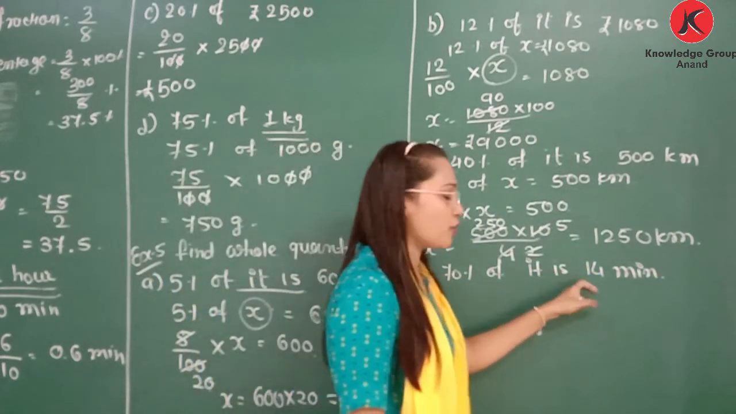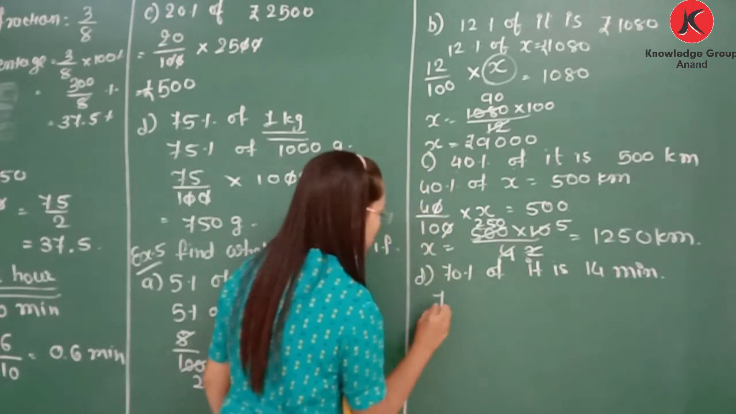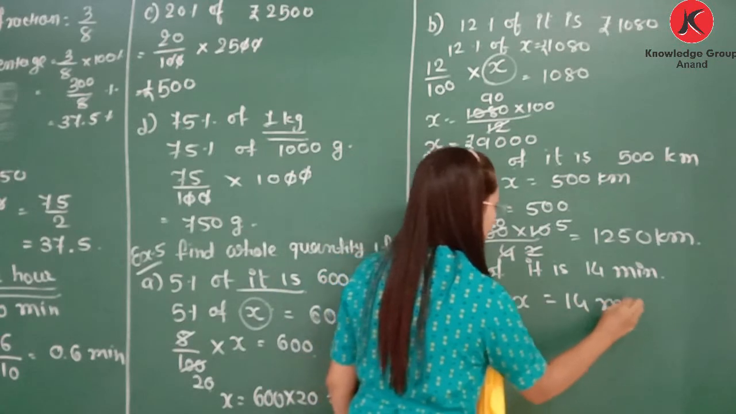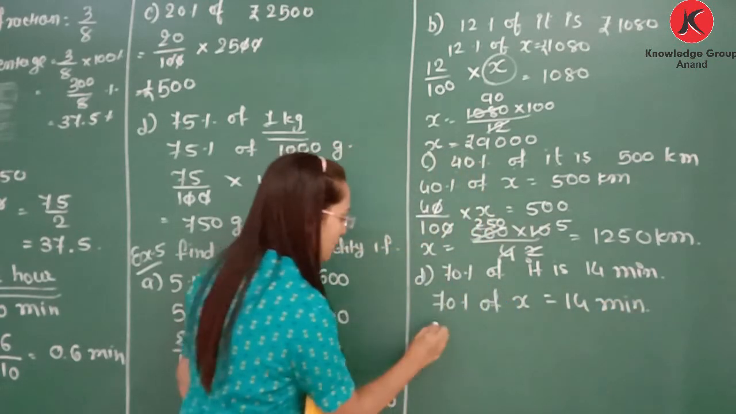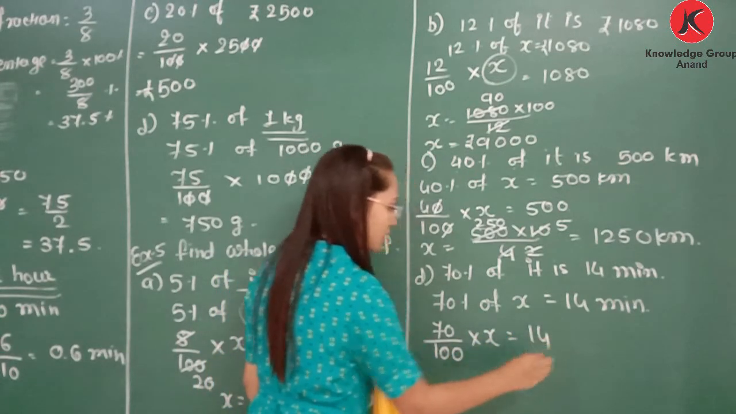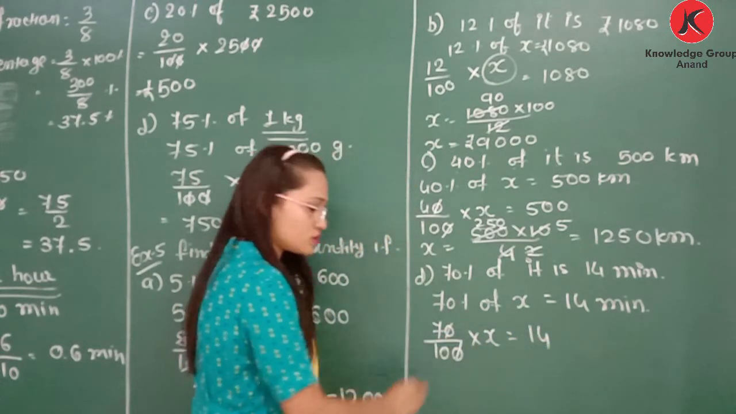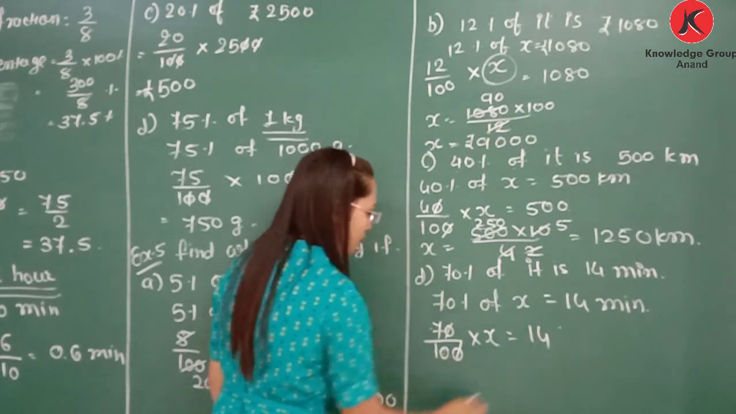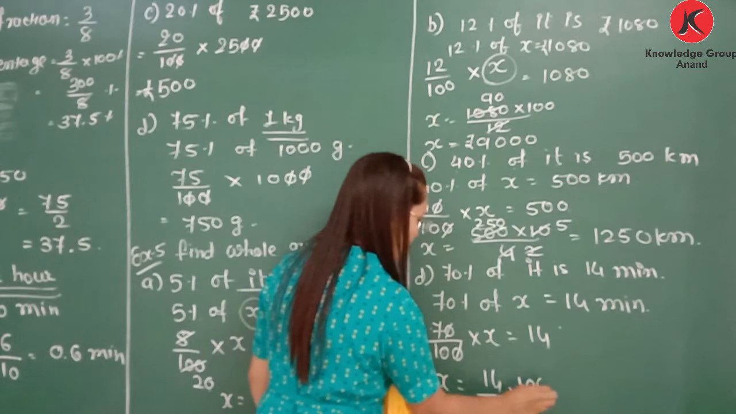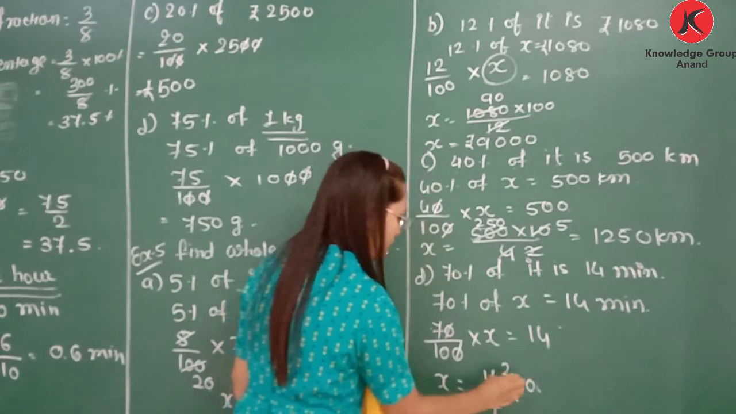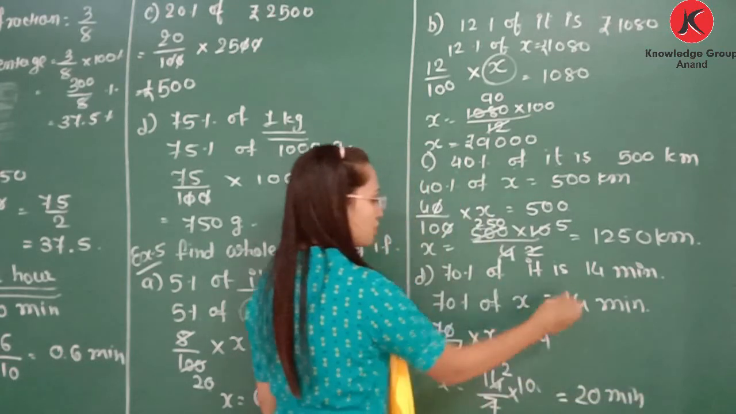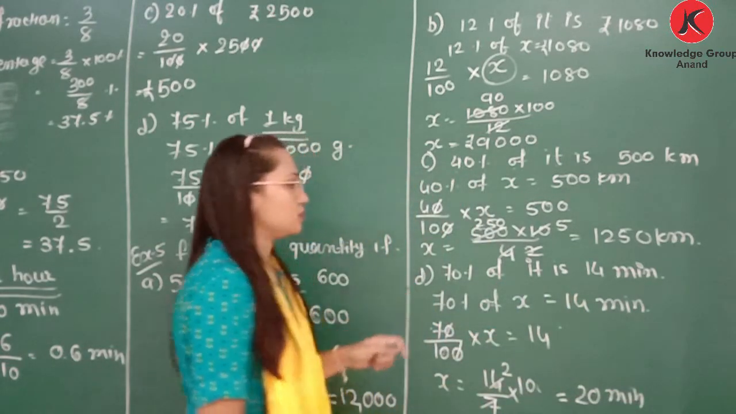70% of it is 14 millimeter. So here we can write 70% of x is 14 millimeter. So 70 divided by 100 multiplied by x is equal to 14. We can cut the 0, 7 in the denominator, 10 in the numerator. 14 divided by 7 multiplied by 10. So here it is 20 millimeters. So 70% of 20 millimeters is 14 millimeters.